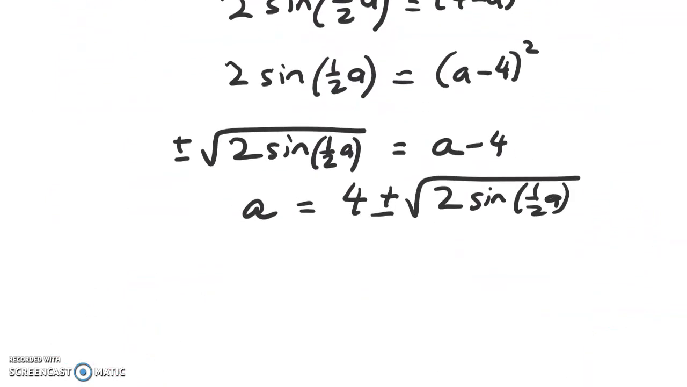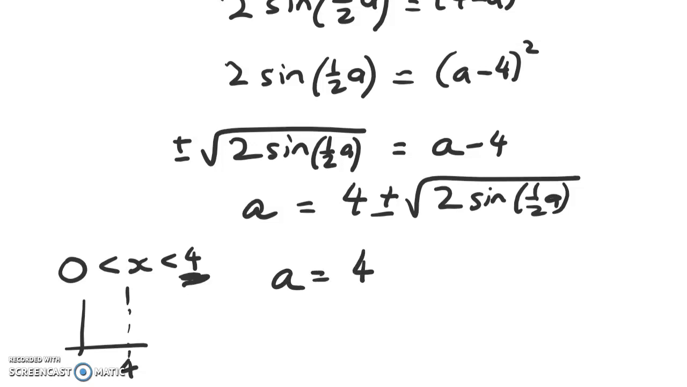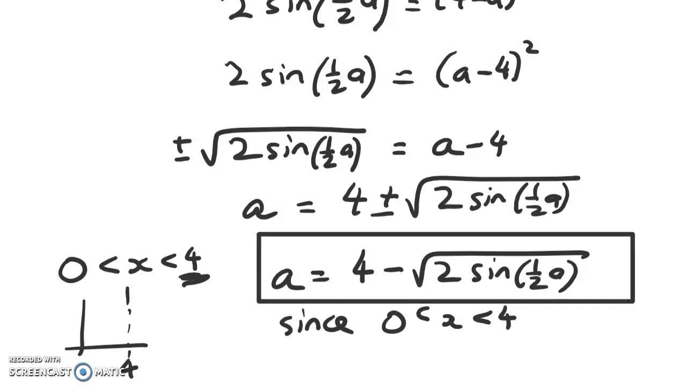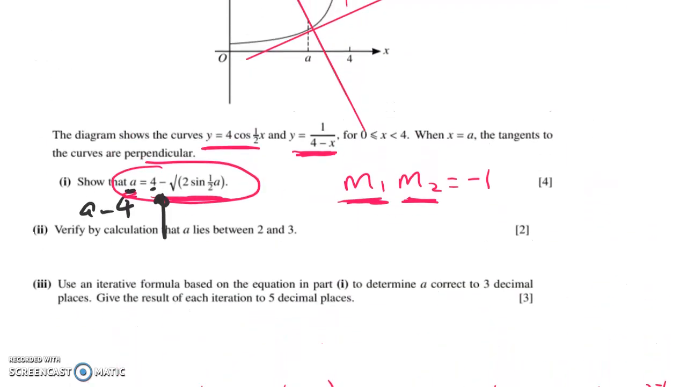But we need to end up with the 4 minus, so we need to justify that. Well, if you think about what we had on the graph, x had to be between 0 and 4 because we hit that asymptote at 4. So that tells me that a has to be equal to 4 minus root 2 sine of a half a, since 0 is less than x is less than 4. Okay, so we've got the result we needed as required. That's the first 4 marks.